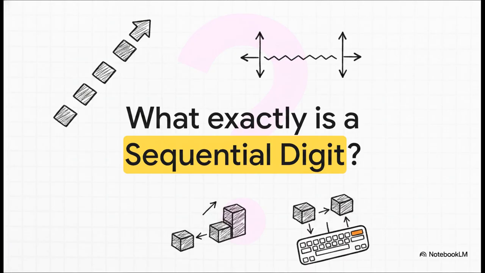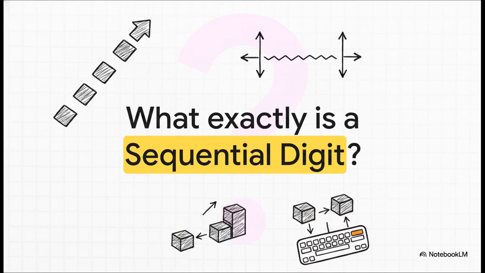Before we get to the heavy lifting, we've got to establish exactly what a sequential digit is. Simply put, an integer has sequential digits if and only if each digit in the number is exactly one more than the previous digit. Think of those everyday numbers you might absent-mindedly type on a keyboard, right? Like 1, 2, 3, or 2, 3, 4, or even 4, 5, 6, 7. Every step to the right increases the value by exactly 1.